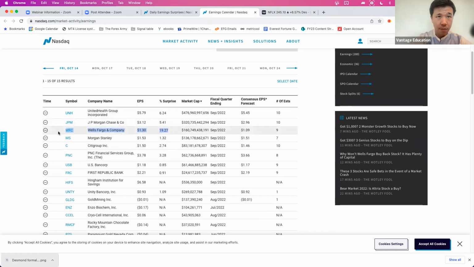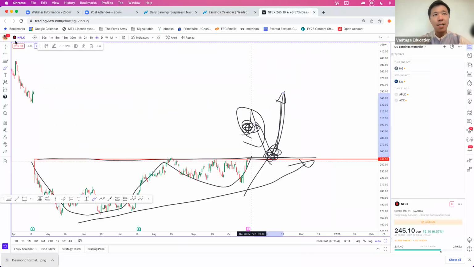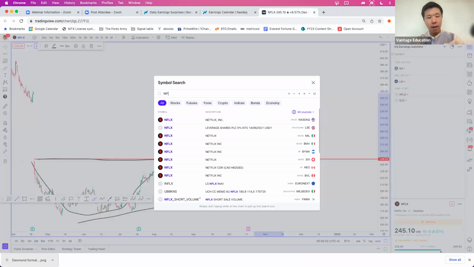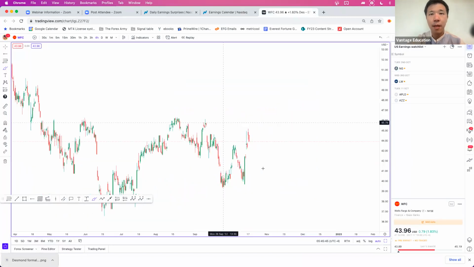Wells Fargo. The EPS forecast, 1.09. There's a decent number of analysts forecasting it, and the actual one that comes out is 1.30. So it's a 19% positive surprise. Let's take a look at Wells Fargo, WFC. How did it perform on the news release? There we go. Right now, I can't really click it here.